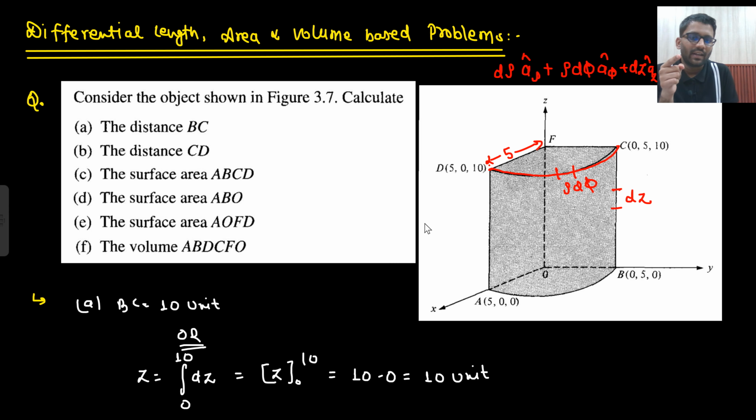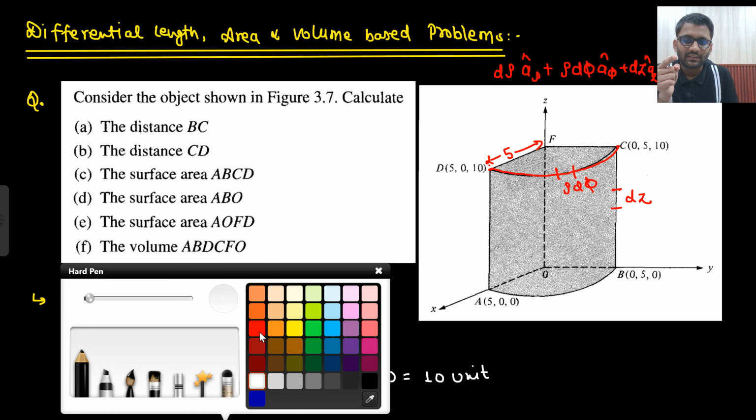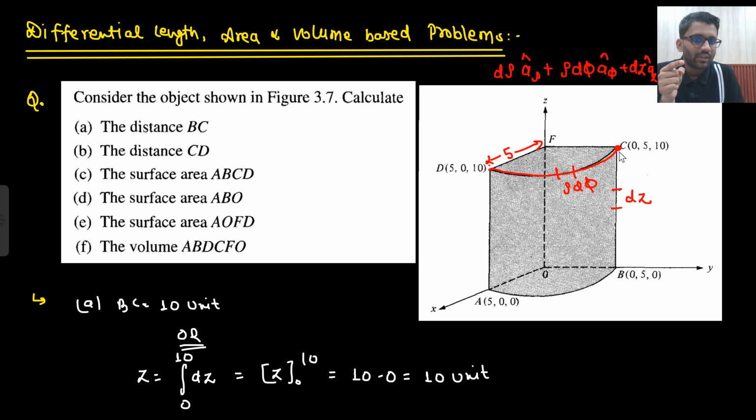How is phi changing? Tell me what is the value of phi at C. 90 degree. Say yes or no? Because point C is in the YZ plane. You take the projection down. From the x axis, how much angle are you making? 90 degree. And what is the value of phi here? You take the projection of this point down. From the x axis, how much angle are you making? 0 degree. So phi is 0 degree here.